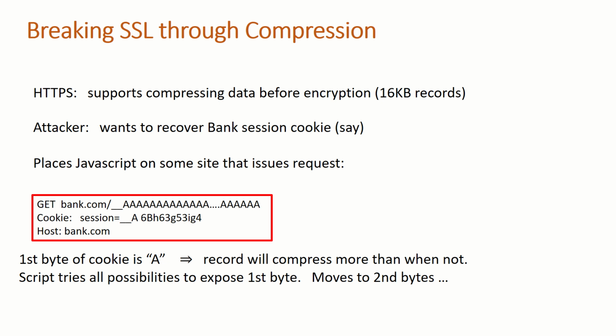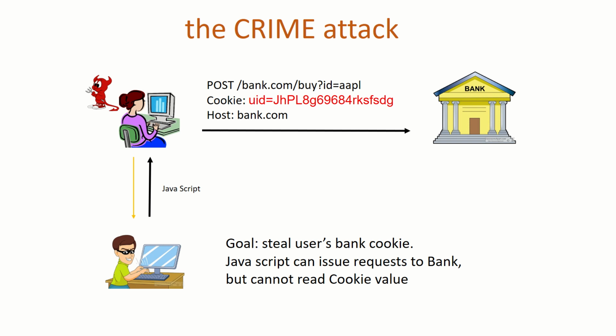So essentially, we wanted to compress data as we don't want to transmit huge data over the network. So the question is, how do we combine both compression and encryption? The Compression Ratio Info-leak Made Easy, acronym CRIME, is a security exploit against secret web cookies over connections using HTTPS. It allows an attacker to perform session hijacking on an authenticated web session.